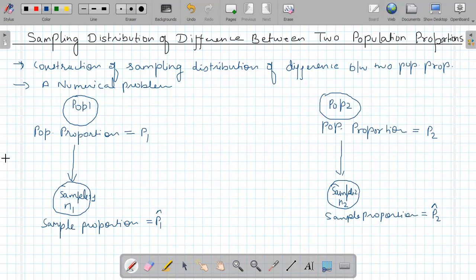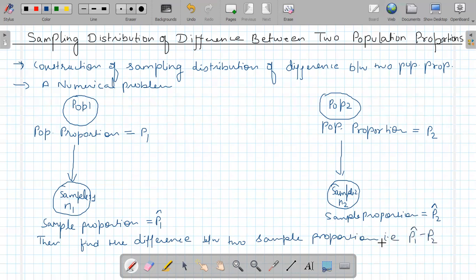Okay. Then what we do is find the difference between two sample proportions, that is P1 cap minus P2 cap. इसकी वैल्यू हम फाइंड आउट करेंगे.